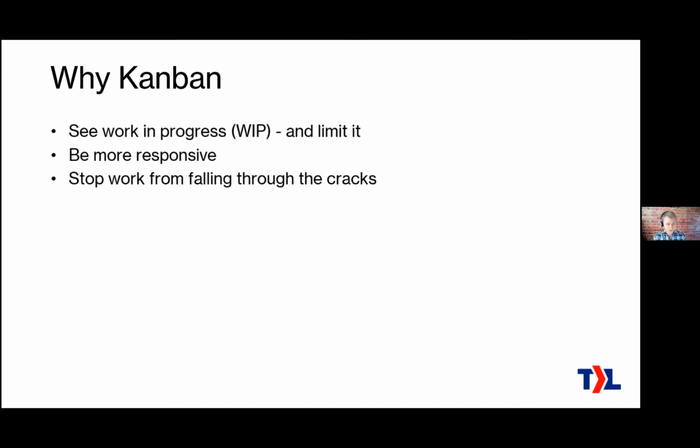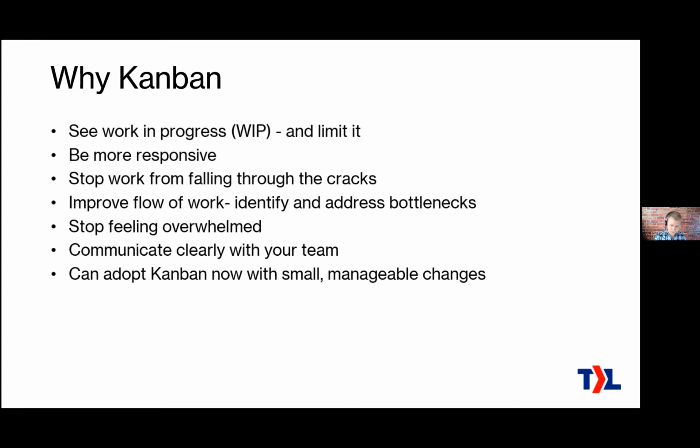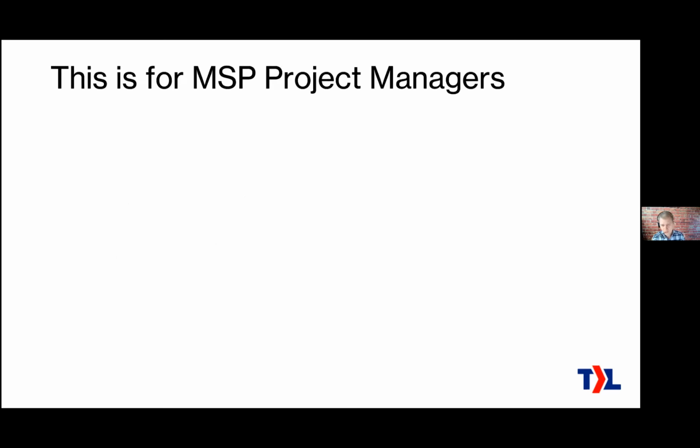You need to stop work from falling through the cracks, because definitely that can happen if all you've got is ConnectWise or Autotask. You might find work that just stops moving forward and you don't know about it till your customer complains. It can help you improve the flow of work by identifying and addressing bottlenecks. It helps you stop feeling overwhelmed and communicate clearly with your team. You can adopt it in small manageable chunks, for example in one team, or even just initially for the project manager and then for the other parts of the team.